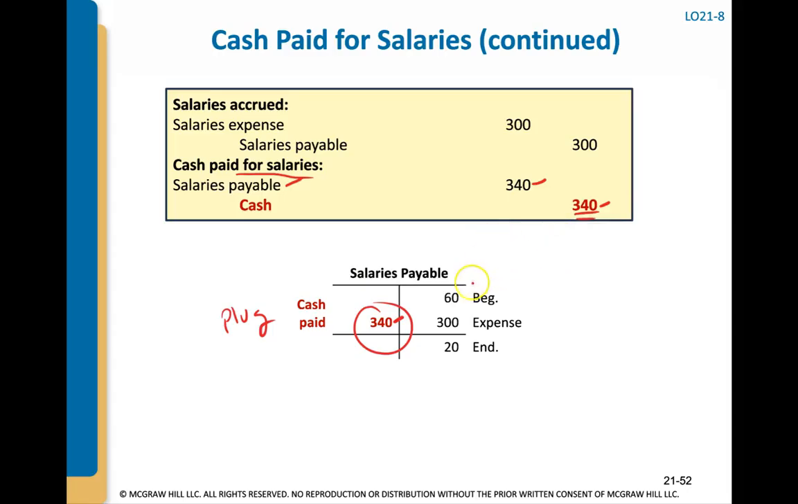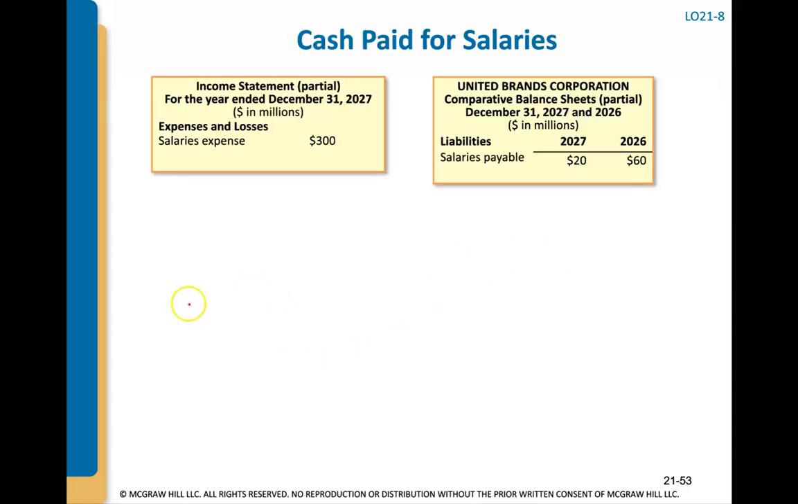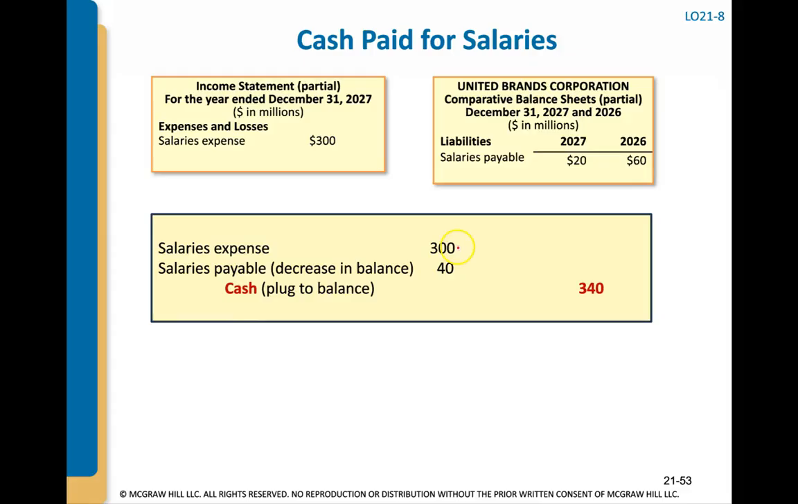That's my cash outlay. Again, let's go through the journal entry of how to figure this out. My salaries expense is a debit of $300. My salaries payable, the related balance sheet account, decreased by 40, and a decrease to a payable, to a liability, is a debit. So I would debit salaries payable by 40, and then I would have to credit cash for $340 to make it balance. Again, the cash balance is a plug to make the journal entry work. So here again, my cash paid for salary, $340.